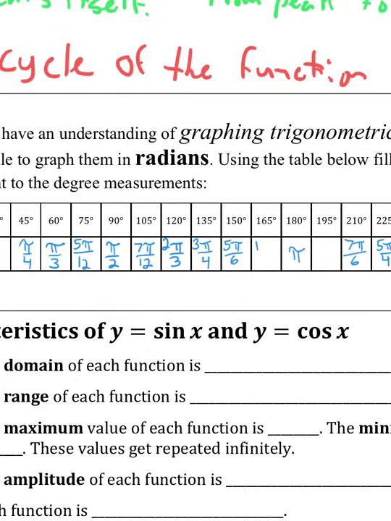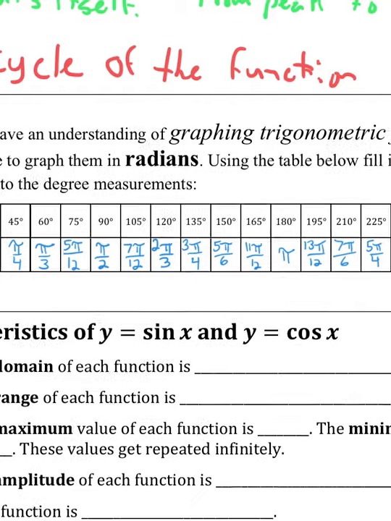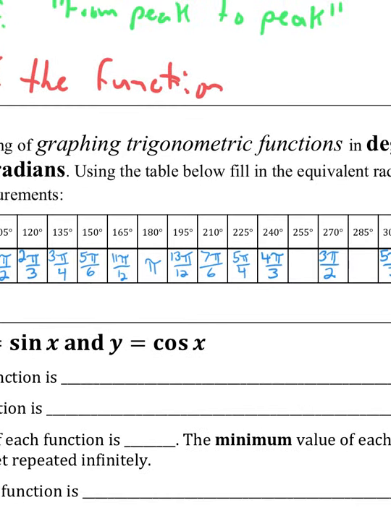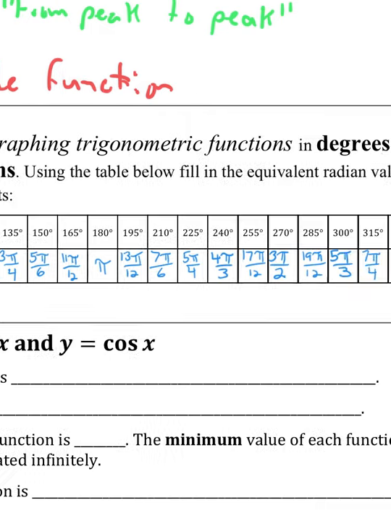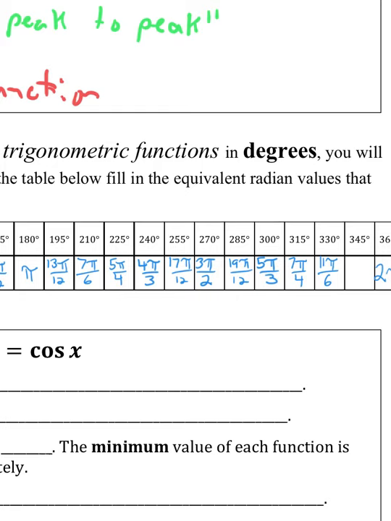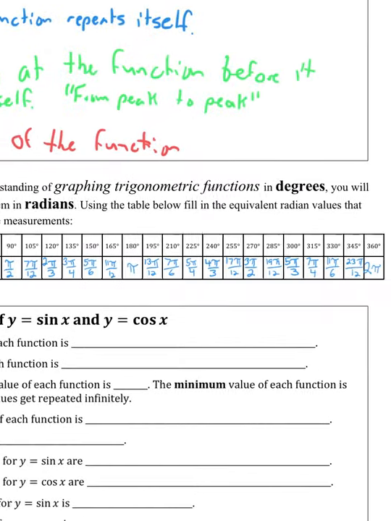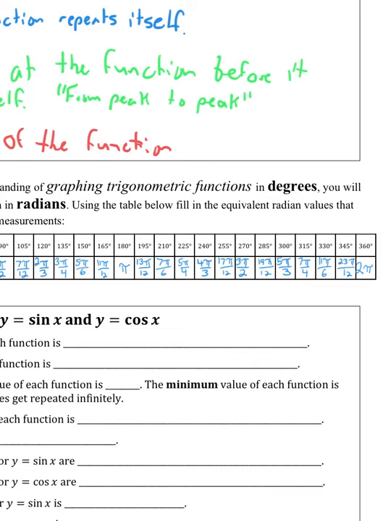8, 9, 10, 11 twelfths, 12 twelfths, 13 twelfths, 14, 15, 16, 17 twelfths, 18, 19 twelfths, 20 twelfths, 21 twelfths, 22 twelfths, 23 twelfths, and I'm just putting pi at the end of each of these, and then 24 twelfths is 2 pi. That's how I can fill in this entire table for radians.